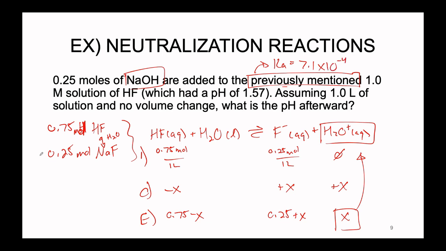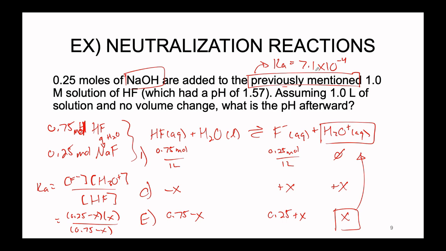This Ka we can set up in an equilibrium expression, as we have been doing and will continue to do, at least for the rest of this week. Divide by our reactant concentration. Now, if we insert all of the information that we've laid out, I've kind of expanded my ICE table a little bit more than what I should have. Our F- concentration is 0.25 plus X. H3O+ concentration is plus X. And we're going to divide by the HF concentration, which is 0.75 minus X. All of this being equal to the Ka of 7.1 times 10 to the negative 4.